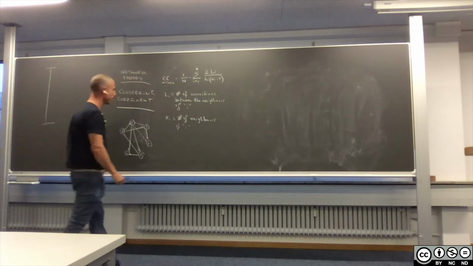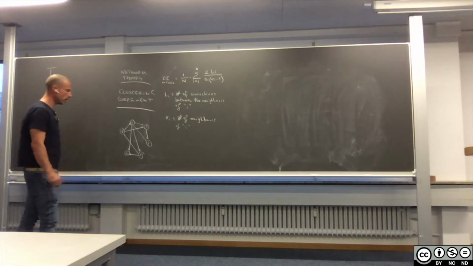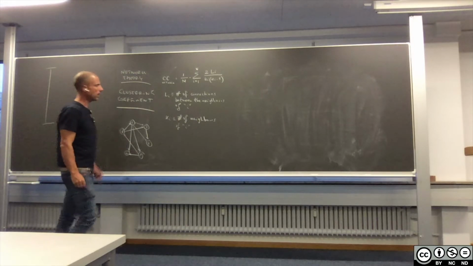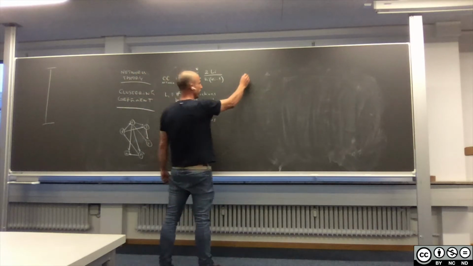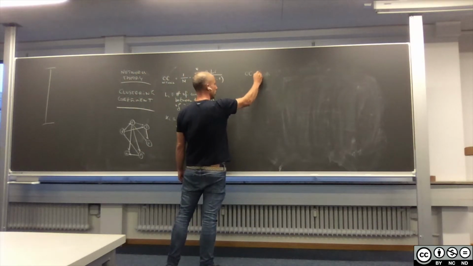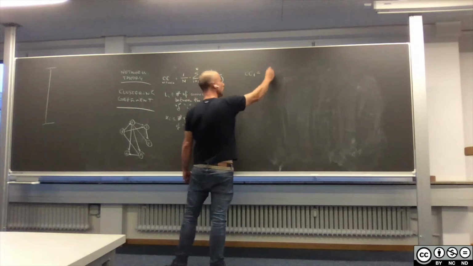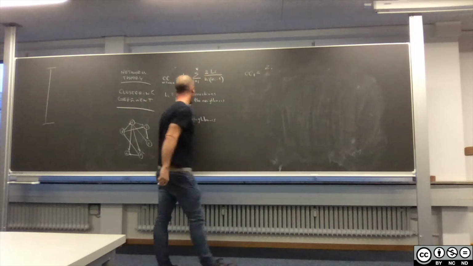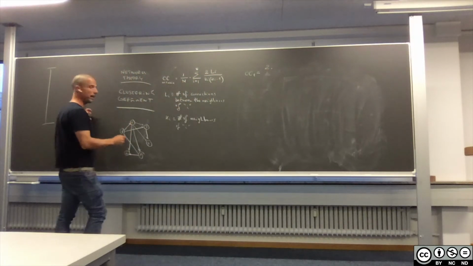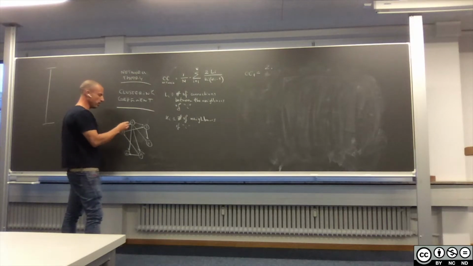Okay, so with this definition, what is the clustering coefficient of node number 1? 2 times the amount of relationships between their neighbors. What are the neighbors of number 1? 2, 3, and 5 are the neighbors of 1. How many connections are between 2, 3, and 5?